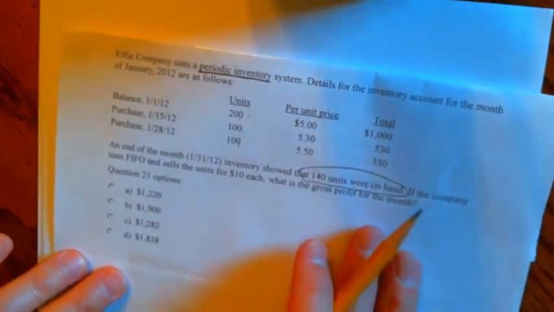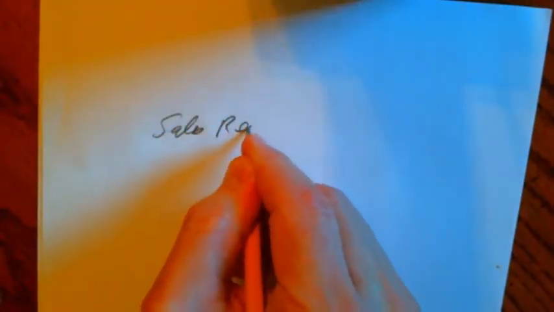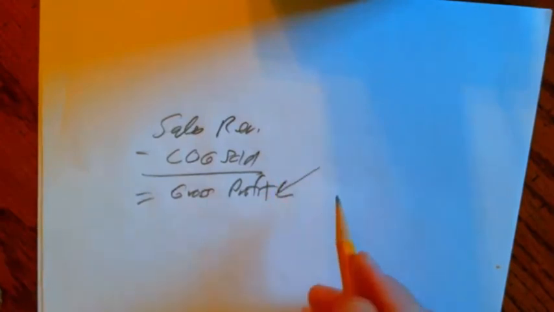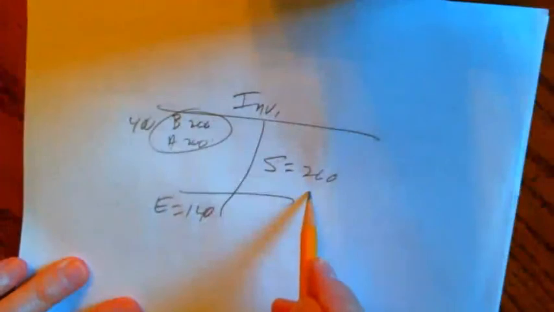Okay, the problem here asks for the gross profit for the month. So we have to know what gross profit is. What's our gross profit formula? Sales revenue minus cost of goods sold equals gross profit. That's not bottom line, that's an intermediate sum, but you must know this formula for gross profit. Go back to our problem. If there are 140 units on hand, that means we sold 260.